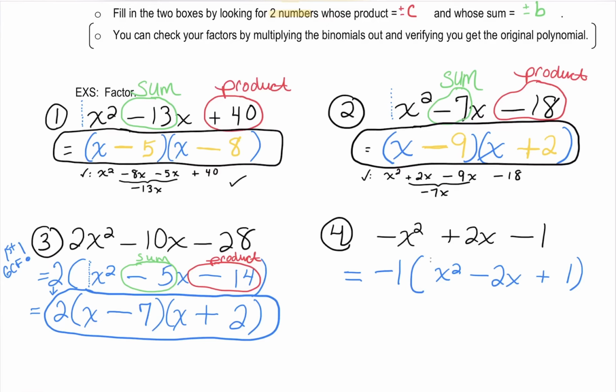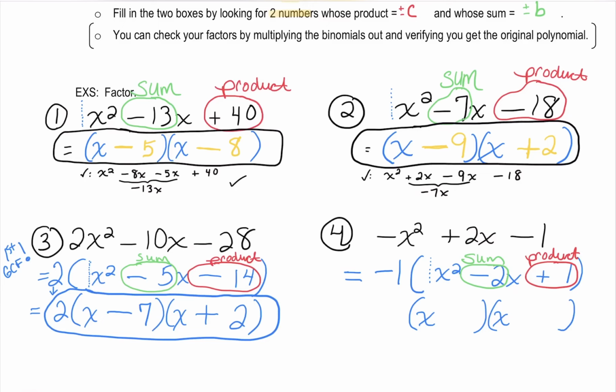Now we have the all-important 1x squared that we need in order to apply our pattern of looking for two numbers that would give us a sum of the negative 2 and the product of the positive 1. So in this case, again, if this factors, not everything will. If you can't find those two numbers that give you the appropriate product and the appropriate sum, then the polynomial doesn't factor, it would be prime. But in this case, we can do it.